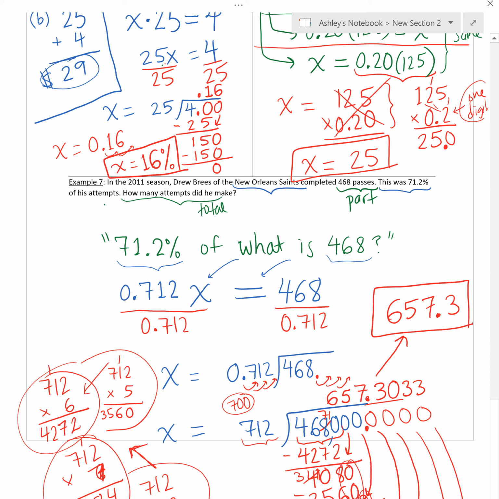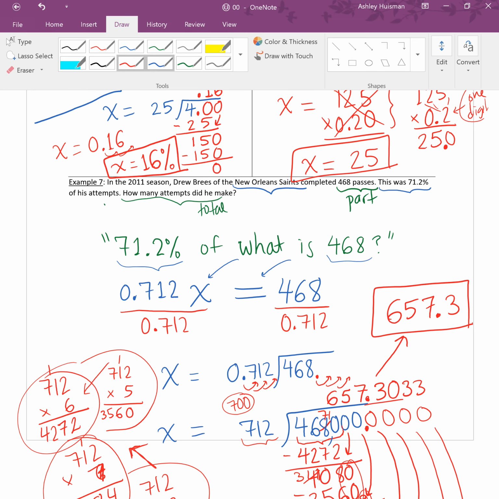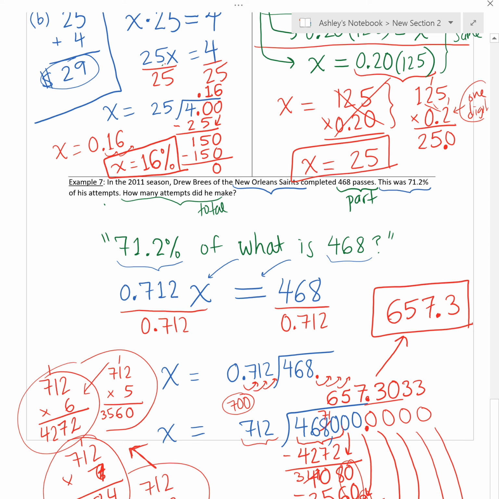There it is. I'm sorry. I think I probably got this from the book, and it was supposed to have said, how many attempts did he make? Round your answer to the nearest tenth, or round your answer to the nearest whole number, whatever it is. Because if you're talking about sports, I'm no sports fanatic, but I imagine if someone said, oh, did you know that Drew Brees made 657.3 attempts? You'd say, what the heck's the point of this 0.3? Just give me a whole number. 657, right?